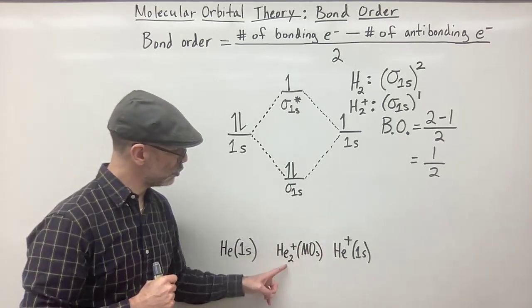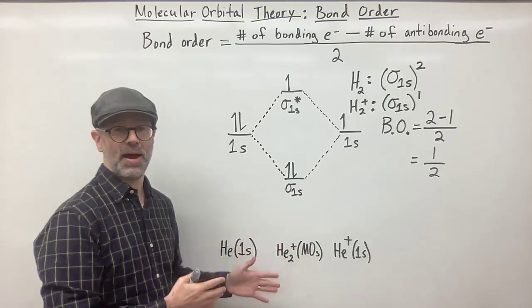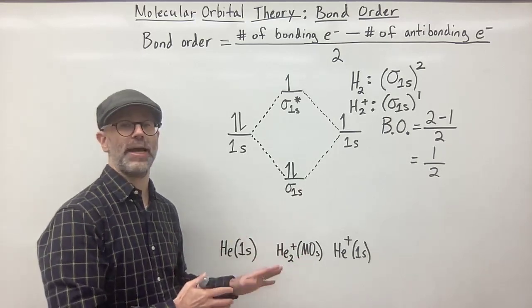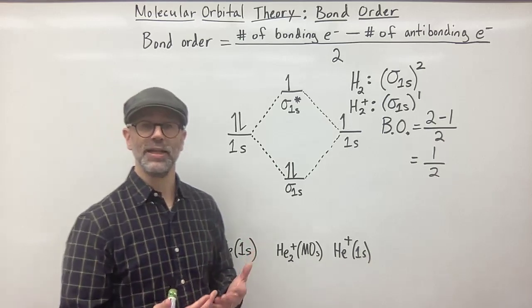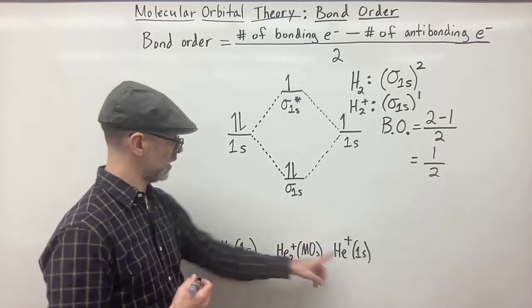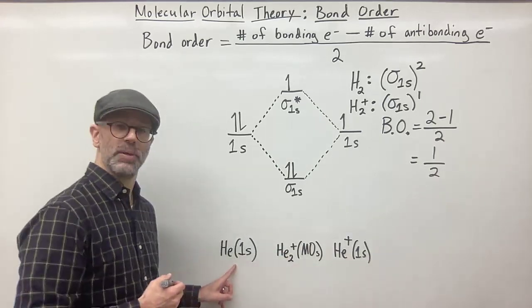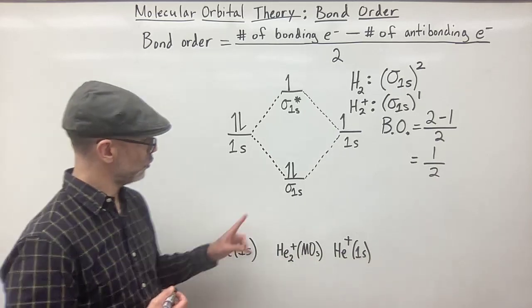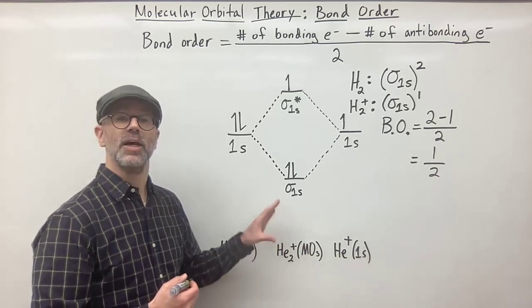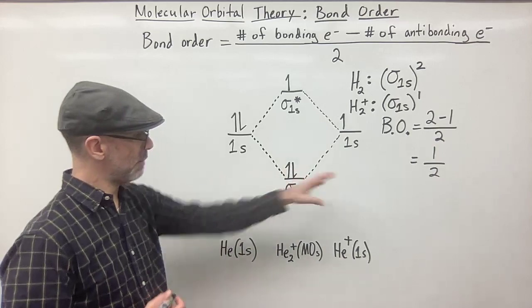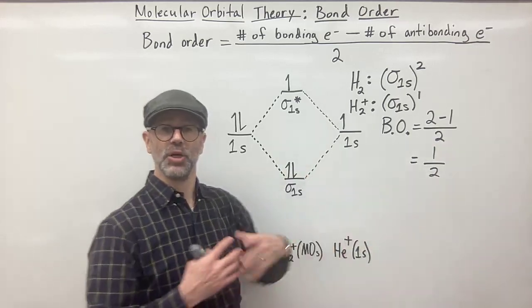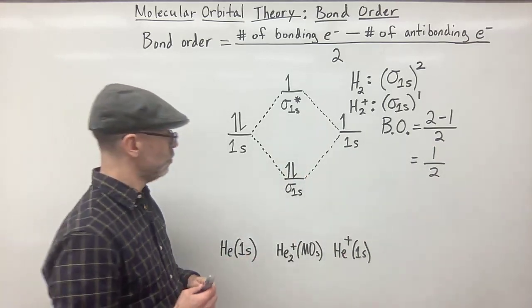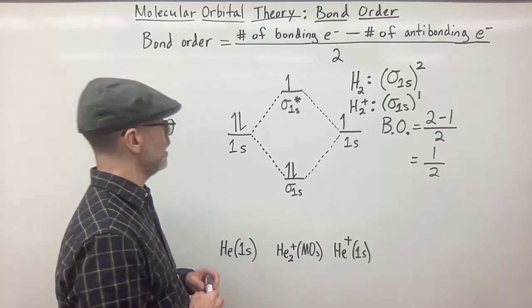So He2 plus is a possible molecule that can form with 2 helium atoms, one being an ion, one being a neutral atom. So it does have a bond between the 2 atoms, but that bond is a half. It's going to be a weak bond. And so that's going to be possible.